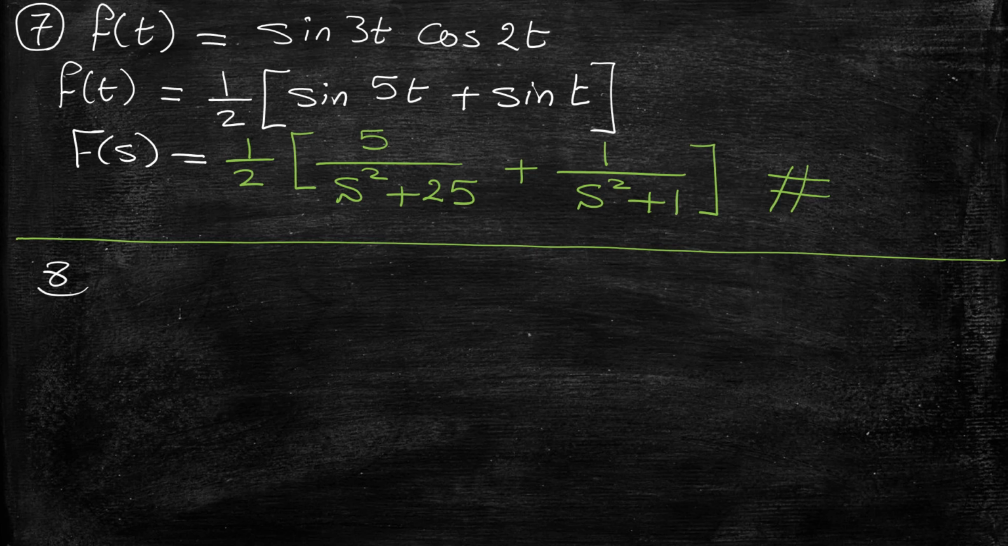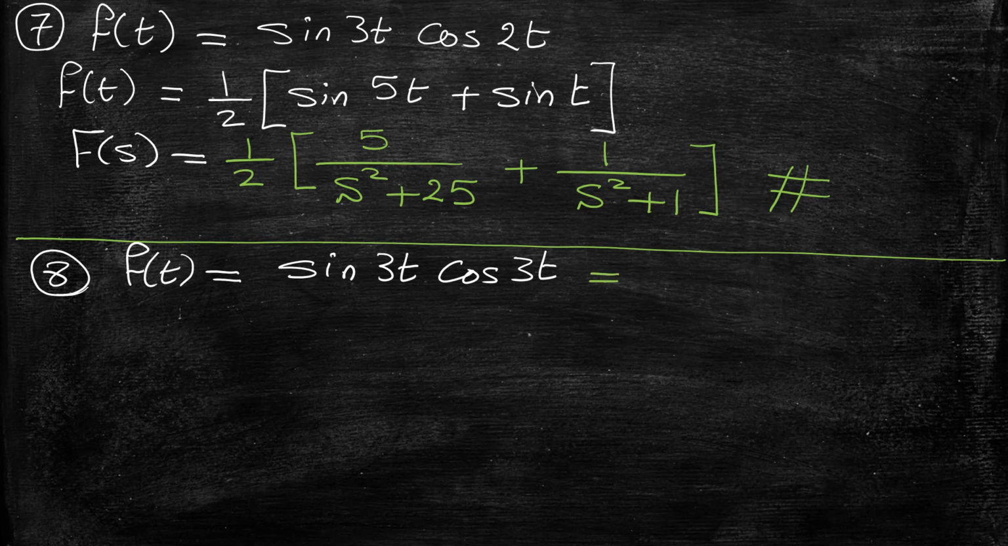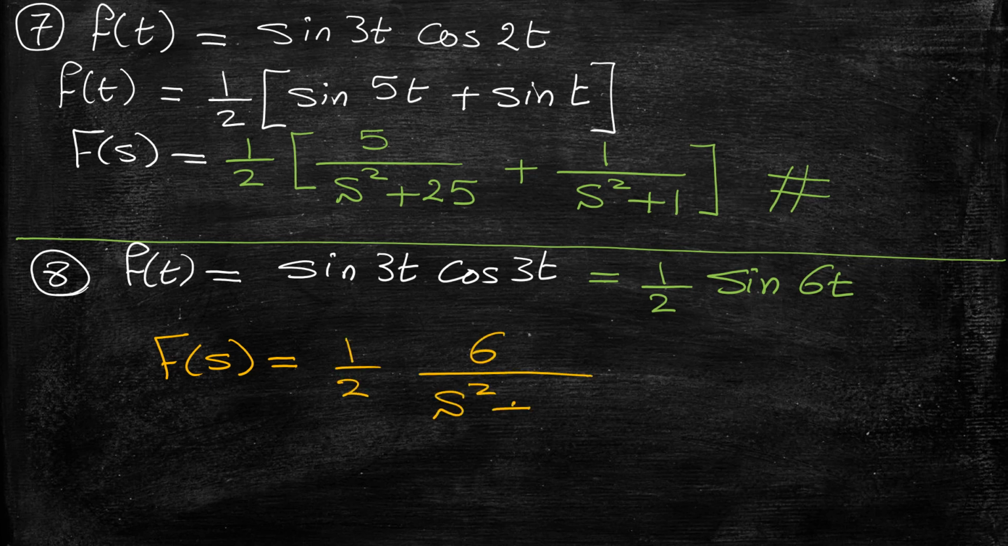If we consider another example, visiting these properties, what happens if we have the same angle, sine 3t cosine 3t? This will be much easier if we remember this correctly. This is nothing but half sine double the angle, which is 6t. So f of s in one step, direct transformation from the table, will be half times 6 over s squared plus 6 squared, which is 36. So this will end up with 3 over s squared plus 36. And here also this is the Laplace transform of this example.